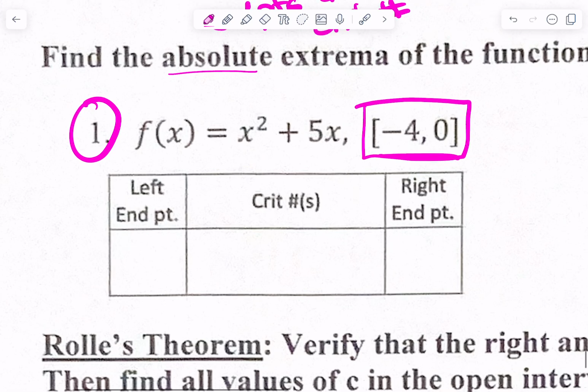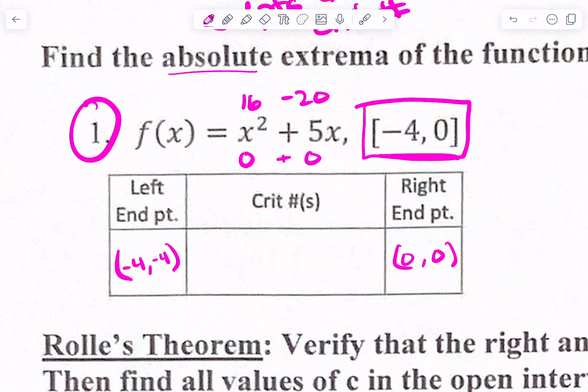So absolute maxes and absolute mins, okay? At -4, this point is -4 comma something, and at 0, it is 0 comma something, right? How do we figure out the something? Plug it into the original, right? -4 squared is 16. 5 times -4 is -20. So this would be -4, yeah? Now I plug 0 in. 0 squared is 0, plus 5 times 0 is 0. So this is 0, 0, yeah?